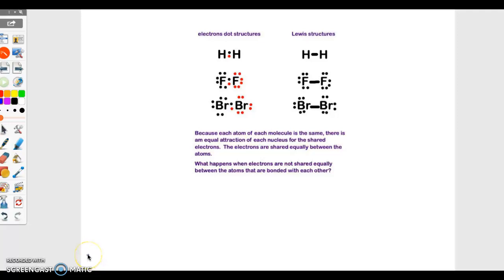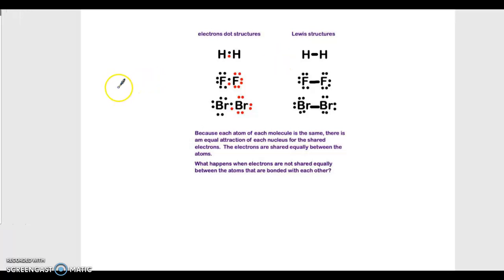I'm going to do a brief video on electron dot structures and Lewis structures. Sometimes they're called structural formulas. For those of you who weren't in class, haven't been in class the last couple days, I'm hoping this will be useful for you when you try and get the homework done, particularly the homework about Lewis structures.